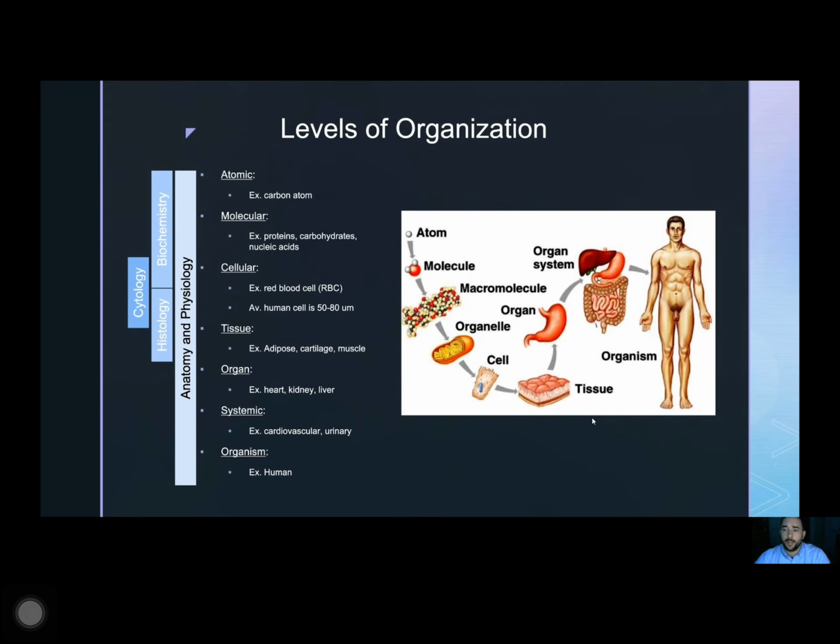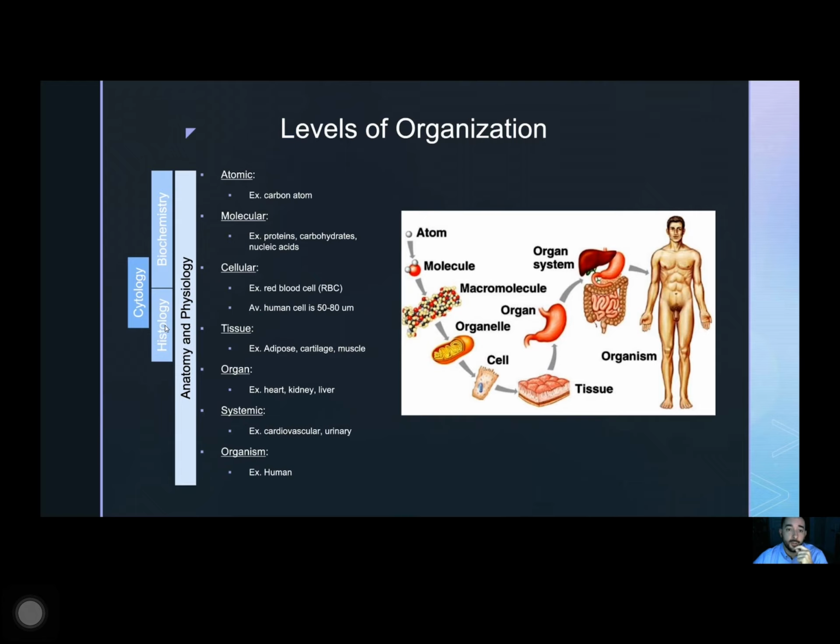Next, we have our levels of organization. You can see over here in anatomy and physiology, we're going to talk a little bit about all of these things. But the atomic and molecular level, you'll focus solely on in chemistry or biochemistry, as you can see here. The study of cells, which we'll talk about next week, is called cytology. Cyto meaning cell, or just cyte meaning cell, and then ology meaning the study of, so the study of cells.